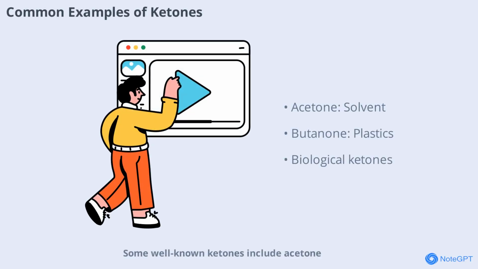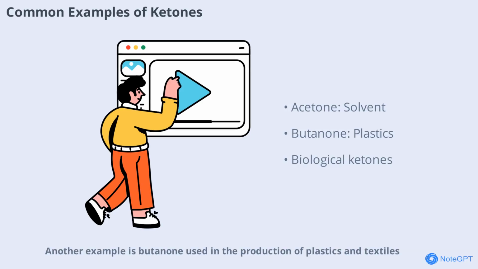Some well-known ketones include acetone, the simplest and most widely used ketone, found in nail polish remover and as a laboratory solvent. Another example is butanone, used in the production of plastics and textiles. In our bodies, ketones like acetoacetate are produced during fat metabolism, especially during fasting or low-carb diets. These examples highlight the practical importance of ketones in daily life.